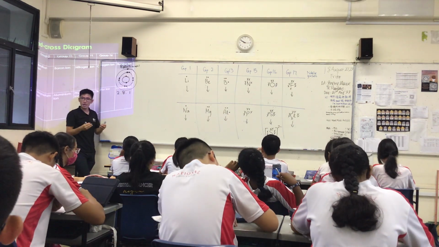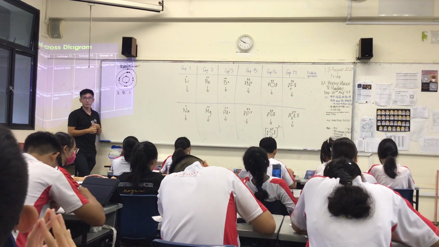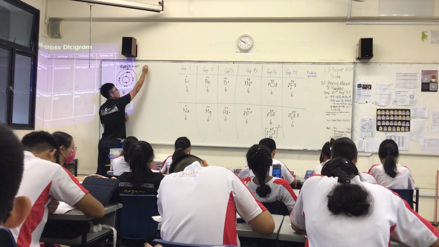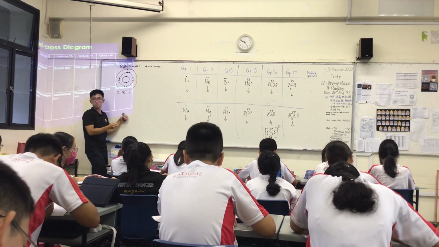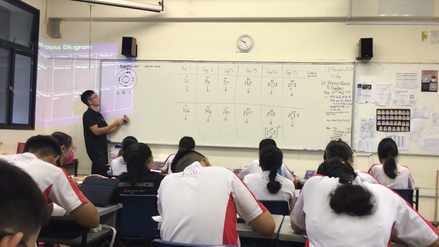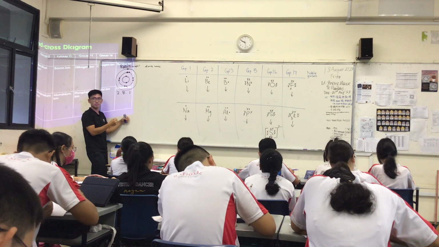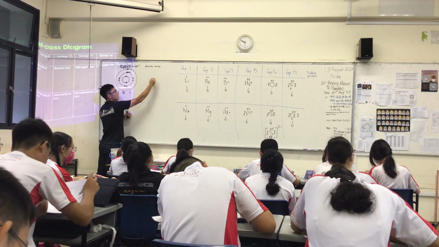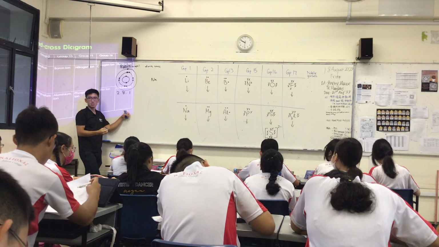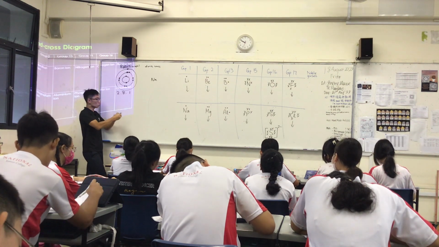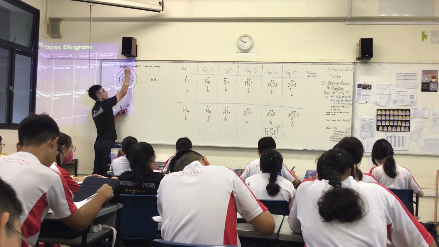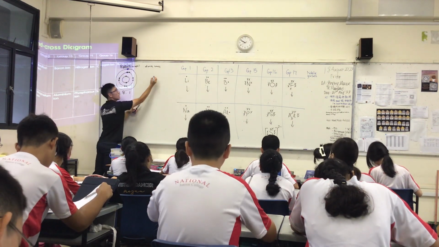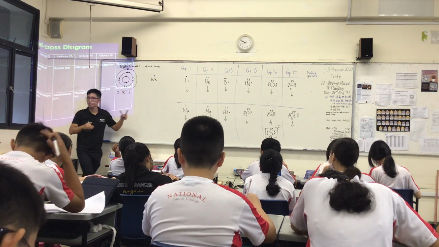I'm teaching you today an easier way to represent the same information using the dot and cross model. In the dot and cross model, all we need to show is this. We just need to write the symbol, and then show how many electrons are there in the outermost shell. So I'm just going to put a dot here. That's all.